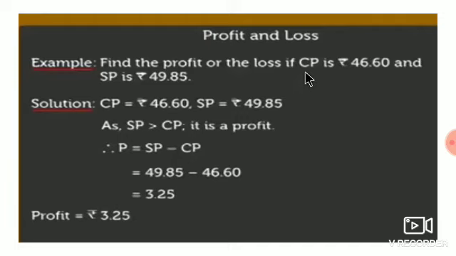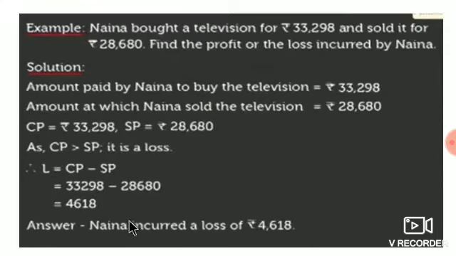Find the profit or the loss if CP is 46.60 rupees and the SP is 49.85 rupees. So first write down the CP and SP from the given example. And here SP is greater. It is 46 rupees, it is 49 rupees. So SP is greater than CP, so it is a profit. Now use the formula of the profit. Write down the formula first, then put the values in the formula and then subtract. So profit is 3.25 rupees.